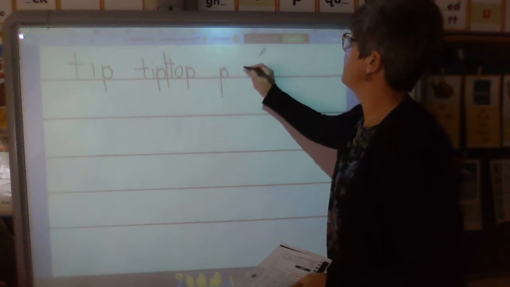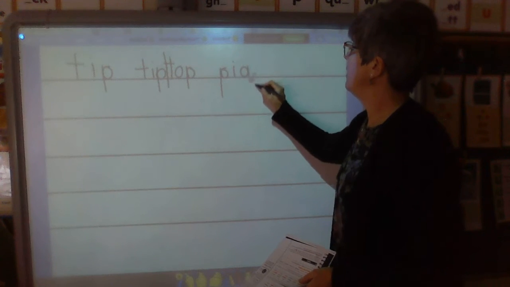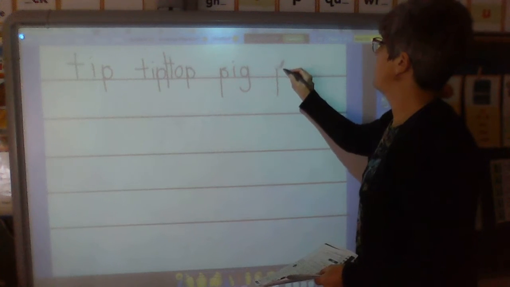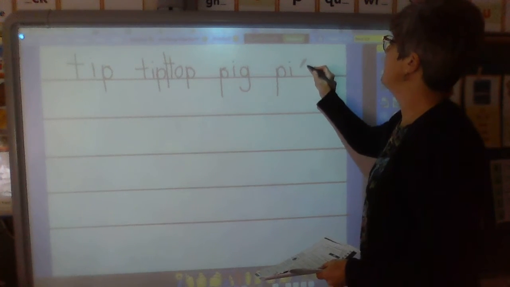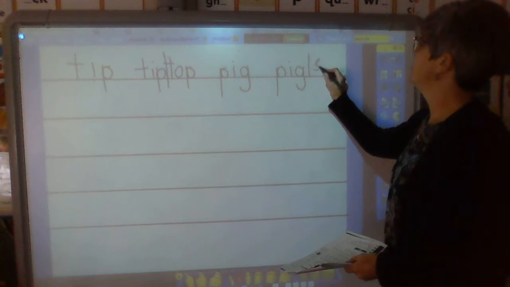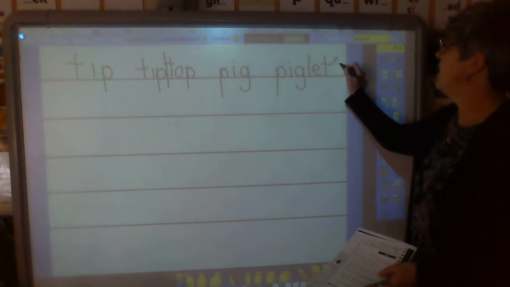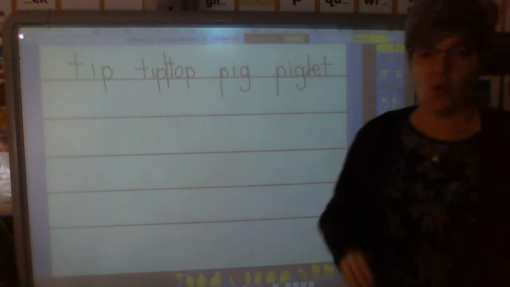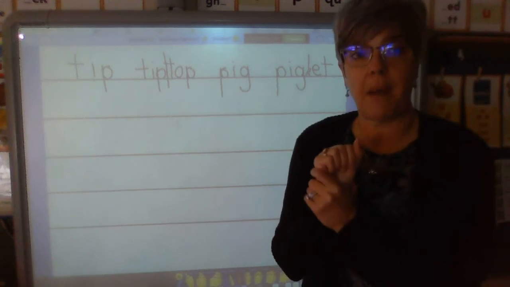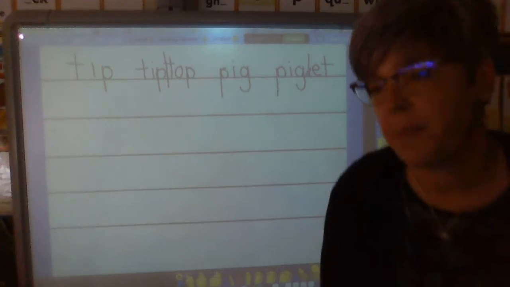Sound, puh. Sound, ih. Blend and hold. Pig, pig. Now this time I'm going to blend the big word. Sound, puh. Sound, ih. Sound, guh. Sound, luh. Sound, eh. Blend and hold. Piglet, piglet. Okay, let's clap out the word pig. Pig, one syllable. Let's clap out piglet. Piglet, two syllables. Now let's go look in that word for our pattern.